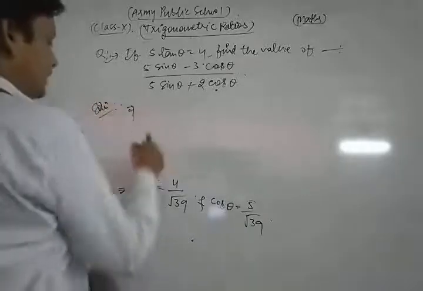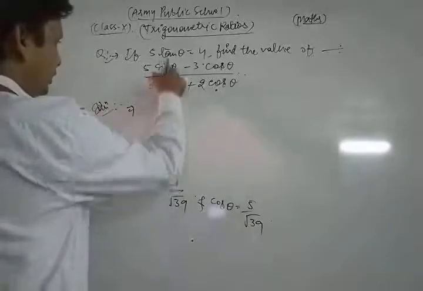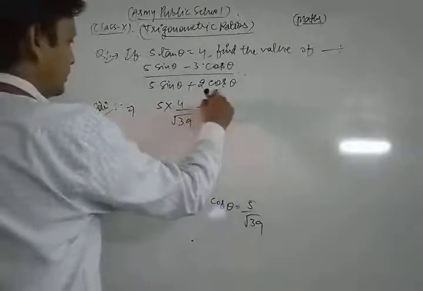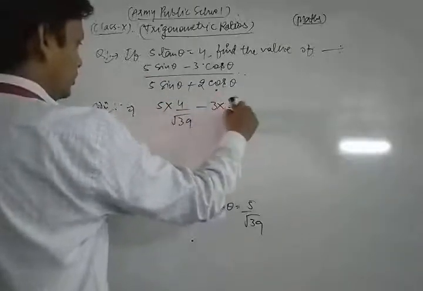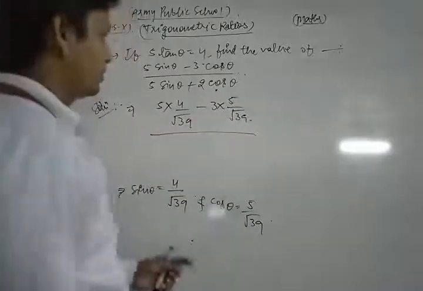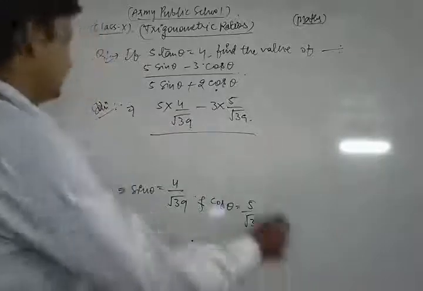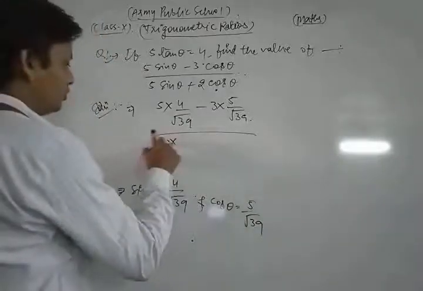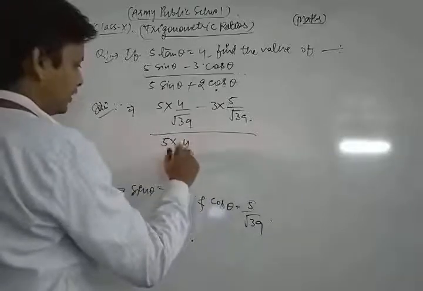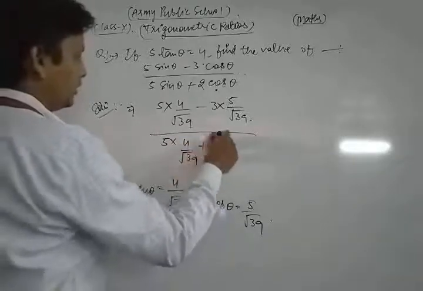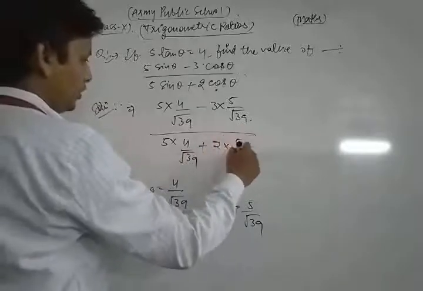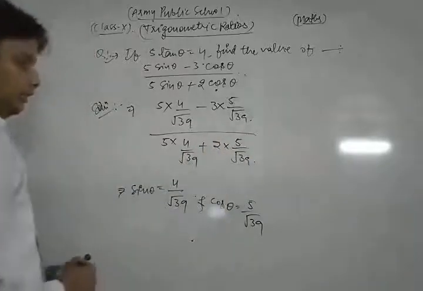Now the given expression is 5 sine theta, the value of sine theta is 4 upon under root 39, minus 3 into 5 upon under root 39, divided by, we just put the value of sine and cosine, and in the denominator 5 into 4 upon under root 39 plus 2 into 5 upon under root 39.